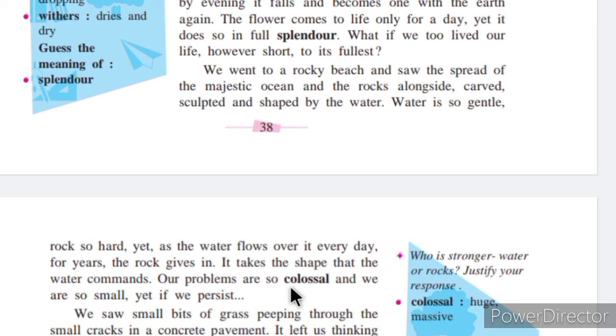Our problems are so colossal. Colossal means huge, massive. And we are so small. Yet if we persist. So now again, one more example the author has given, which is very beautiful. What is he saying? The author is saying that water that is very gentle is able to carve and sculpt the hard rocks by the seashore with its perseverance. So if we too are consistent and perseverant, we will be able to achieve our goals.